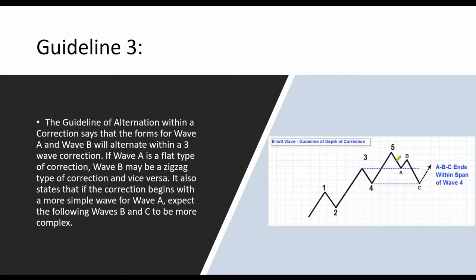Once they've completed 5 and they start in the correction phase, where will A, B, and C be? It's how tired are the bulls and how energetic are the bears?